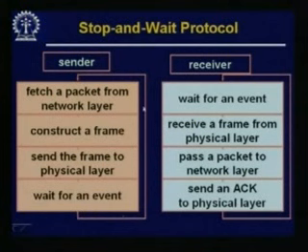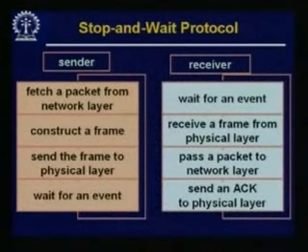And the receiver side also waits for an event, receives a frame from the physical layer, passes a packet to the network layer, and sends an acknowledgement to the physical layer. So, this is the stop and wait protocol. This is a very simple protocol. Unfortunately, this is not very efficient, as we will see later on, and so we will continue our discussion on error control, and then move on to flow control in the next lecture.